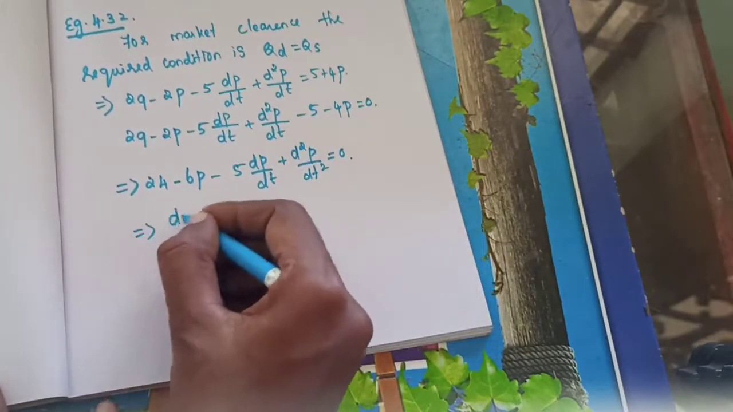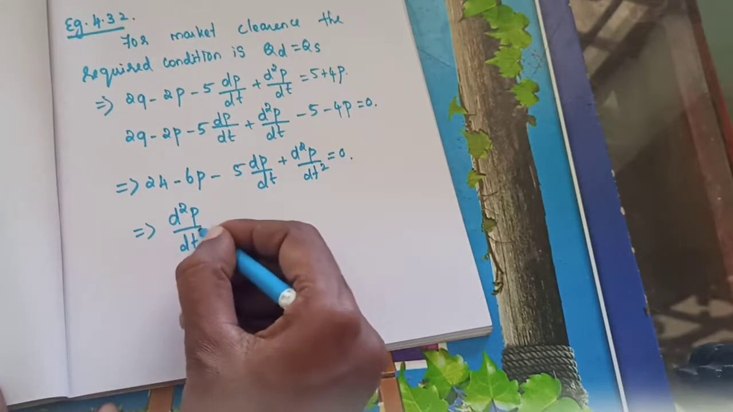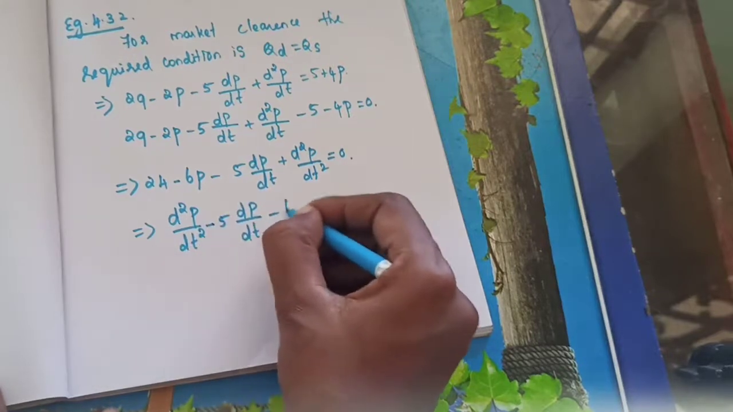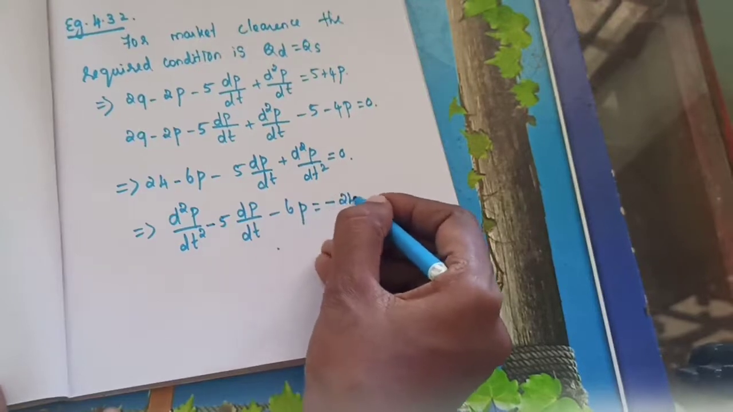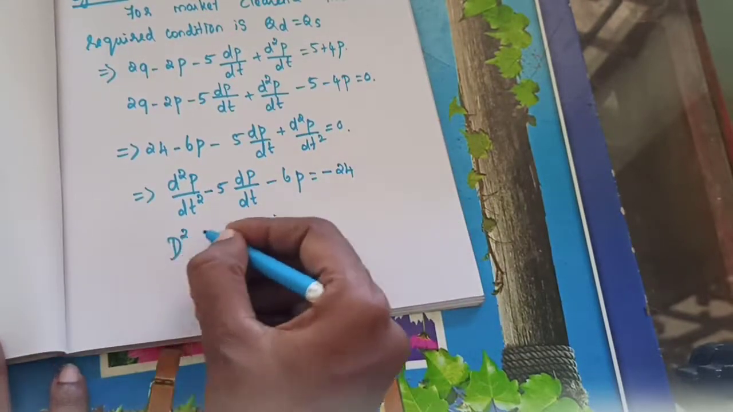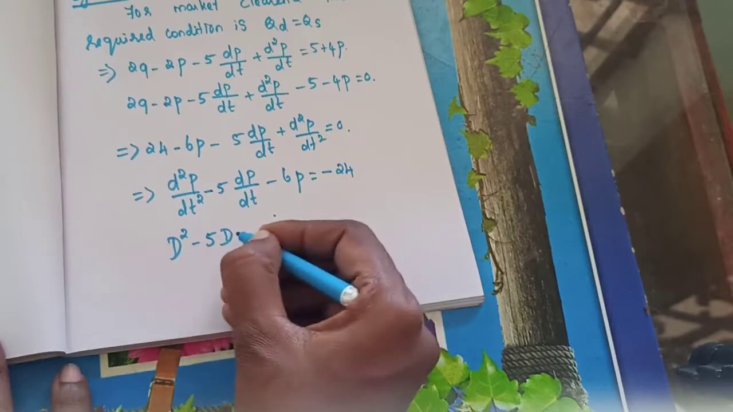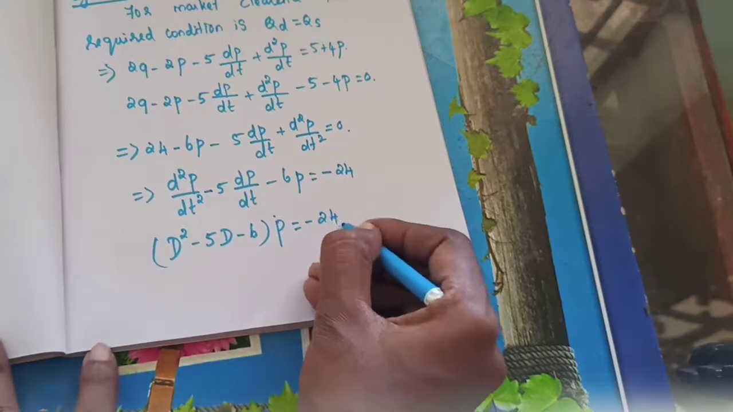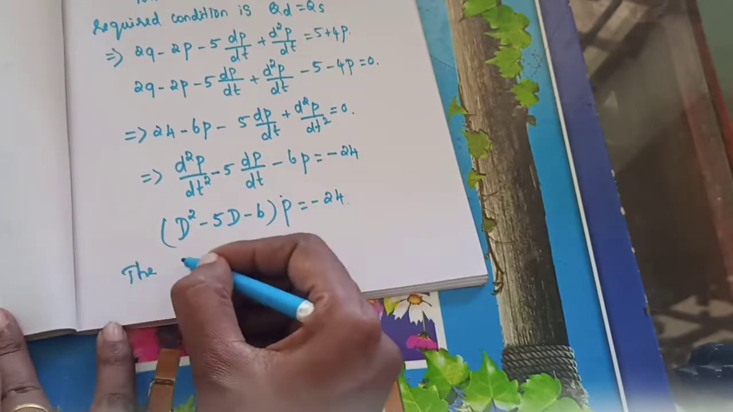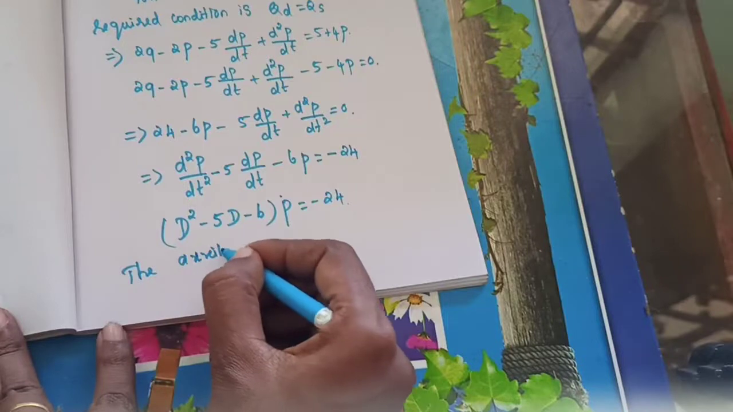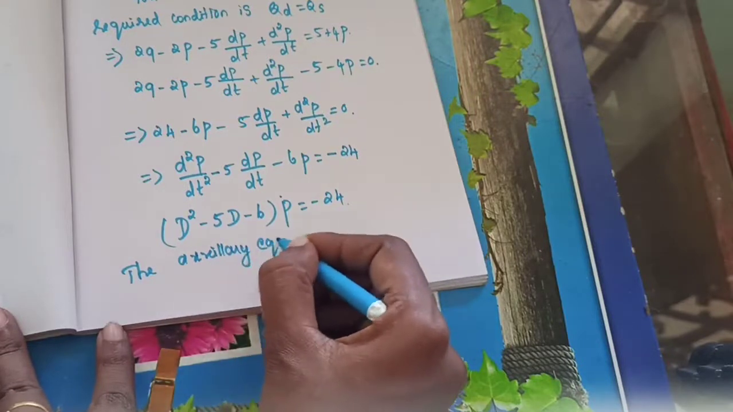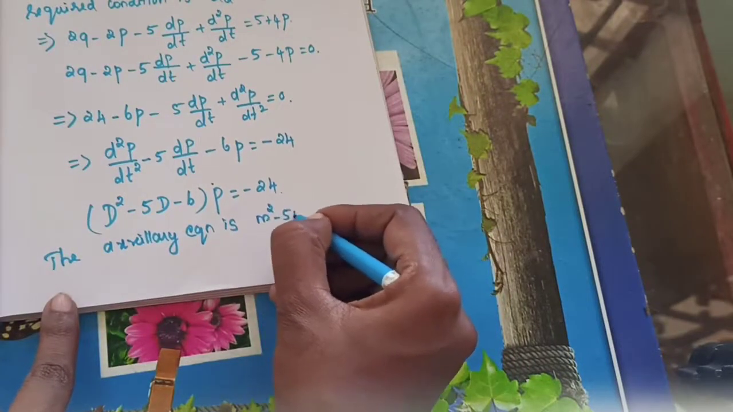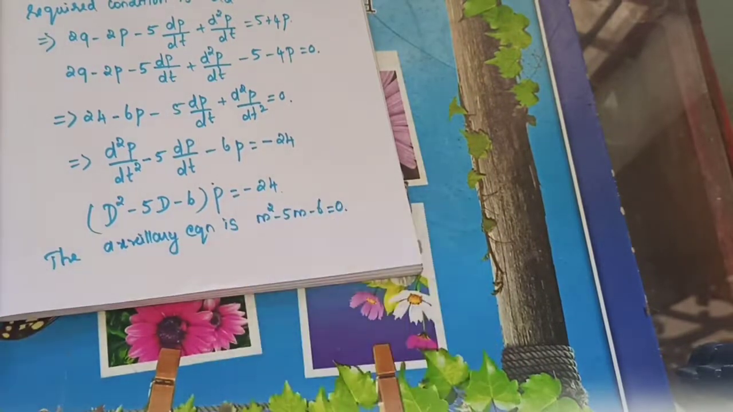Combine it: d square p by dt square minus 5 into dp by dt minus 6p equals minus 24 on the other side. So how will you write this equation? D square minus 5D minus 6, applied on p, equals minus 24. Then it is the same as previous problems. What's the auxiliary equation? M square minus 5m minus 6 is equal to 0.